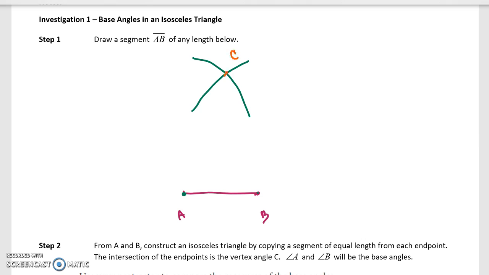And this is actually going to be your vertex angle because these two segments are congruent. Again, why? Because we didn't change our compass distance when we swooped from A and when we swooped from B. Therefore, those two segments are congruent, creating the isosceles triangle, and then that's why C is the vertex angle. So then A and B are the base angles.